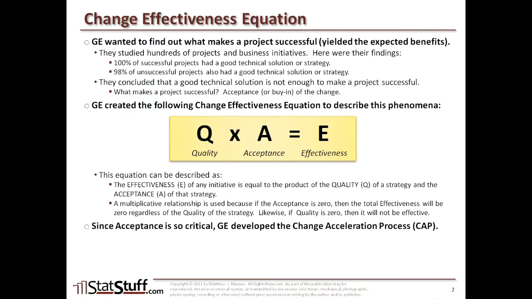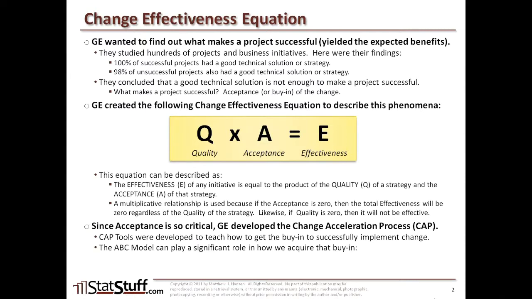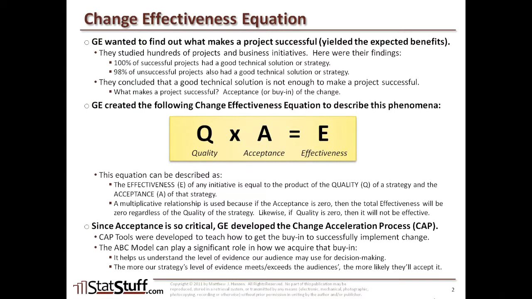So since acceptance is really so critical, what GE did again was develop the change acceleration process, which is the CAP model, and created several CAP tools to help teach how we can get the buy-in necessary to successfully implement a change into the business. Now, the ABC model that was reviewed in a separate lesson can play a significant role in how we can acquire that buy-in. It also helps us understand the level of evidence our audience may need for their own decision making. And also, the more our strategy's level of evidence meets or exceeds the audience's, then the more likely they'll accept it. Now let's review an overview of what the CAP model looks like.